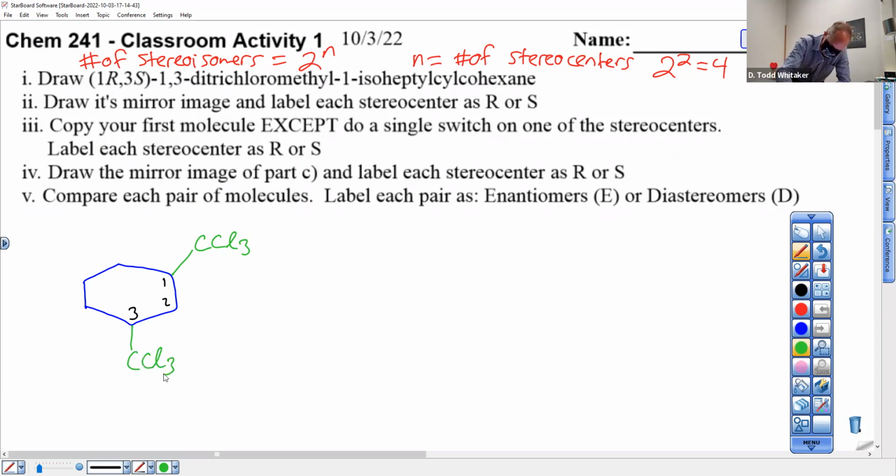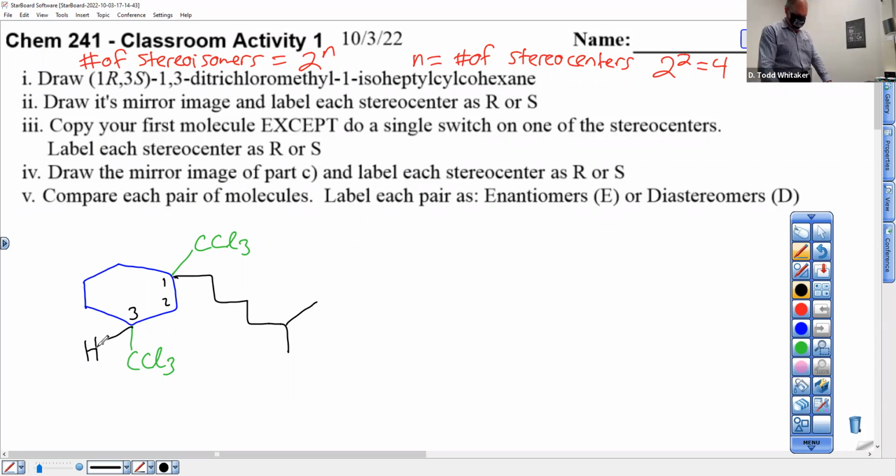And what other group is on 1? Isohepto. That's 6 in a row. 2, 3, 4, 5, 6. That's 7 minus 1 is 6. And then you put the V at the end to get 7. And don't forget, when I have a stereoisomer problem, I need to see all 4 groups on every stereocenter. Always.